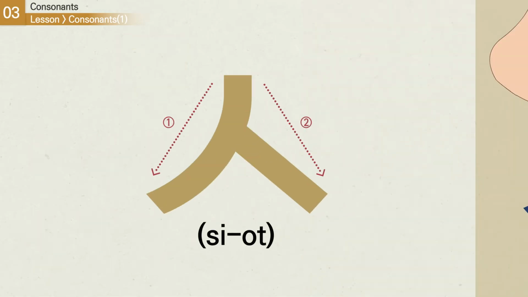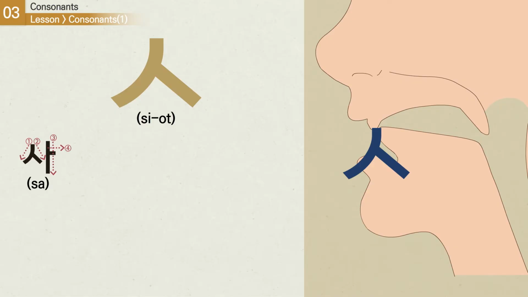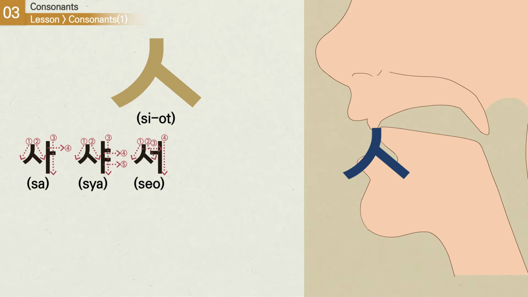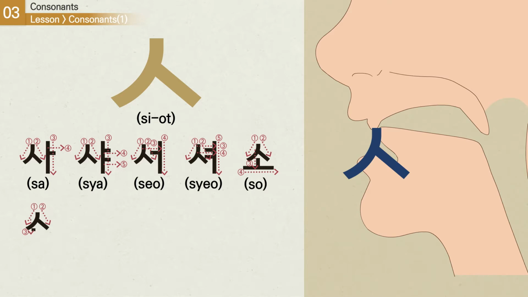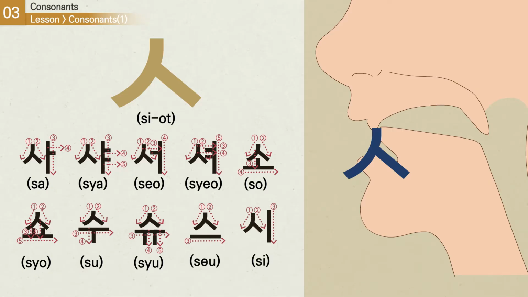The Tiat sound is made by touching your tongue against both your upper and lower teeth. In this way, your teeth resemble the Tiat shape. Listen carefully. 사, 샤, 서, 셔, 소, 쇼, 수, 슈, 스, 시.